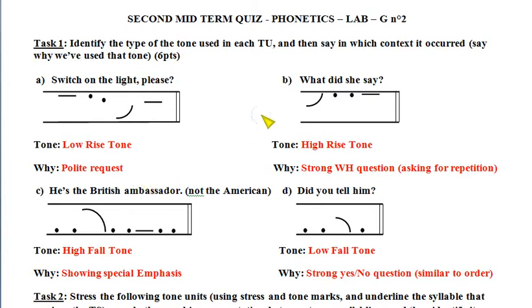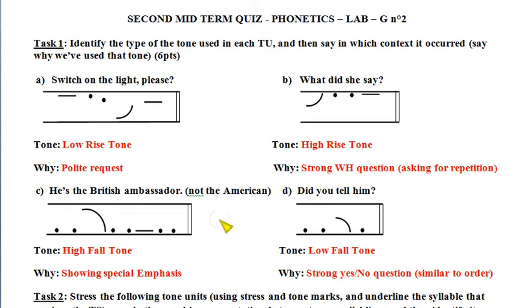We go to the second statement. It says, what did she say? Here we notice that the curved line is on the WH word what, and it goes from a mid to a very high level. So this tone is called a high rise tone. And why? Because it is a strong WH question.